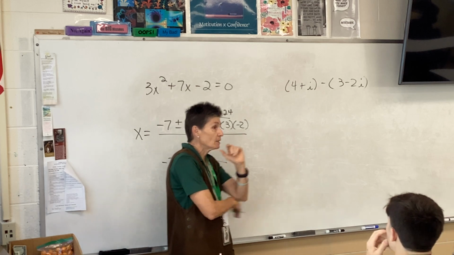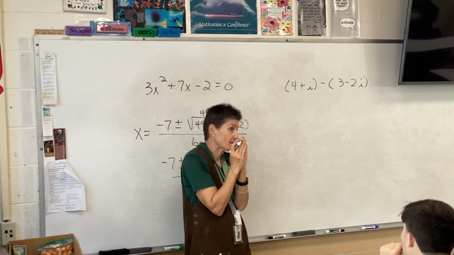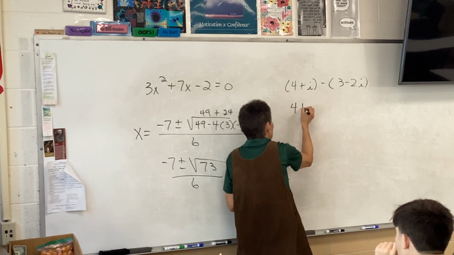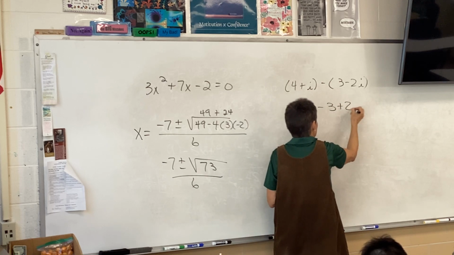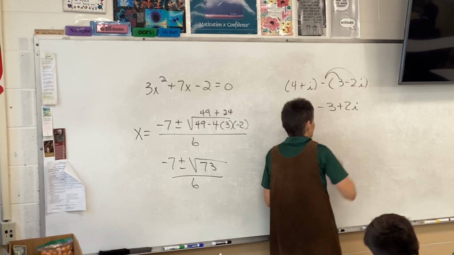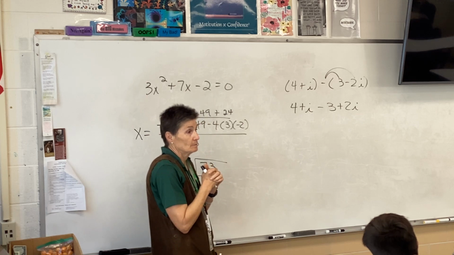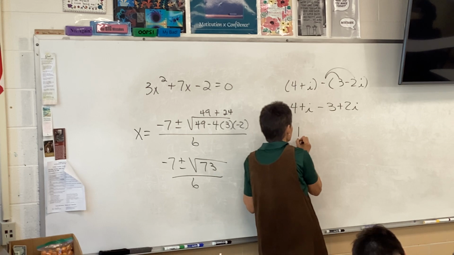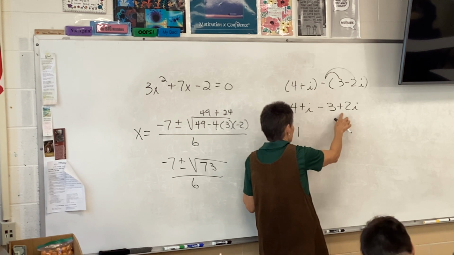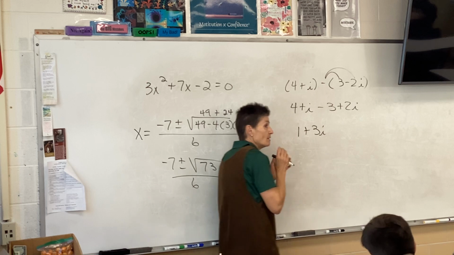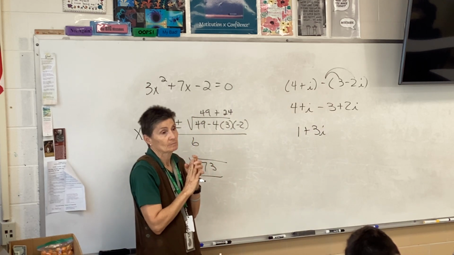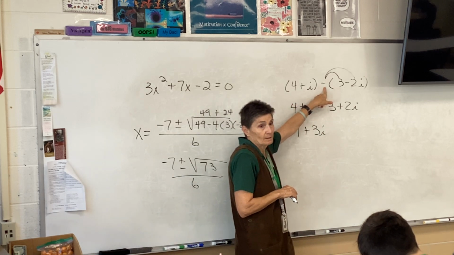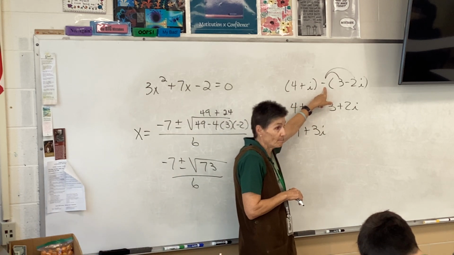If it's a FOIL, those two parentheses are sitting right next to each other, right? If there's a sign in between them, you gotta do that sign. So 4 plus i minus 3 plus 2i. Distribute that negative. And then just add them up. So 4 minus 3 is 1, and 1i plus 2i is 3i. There's the answer. Do not FOIL when there's a minus or a plus in between.